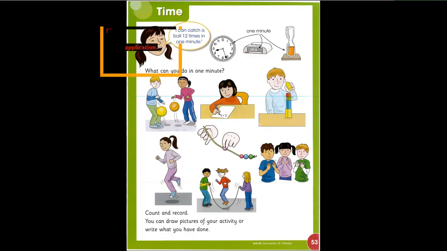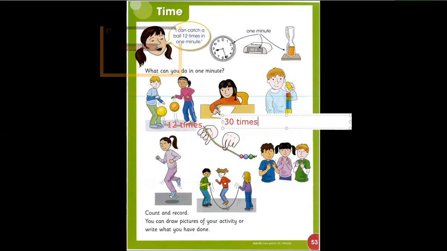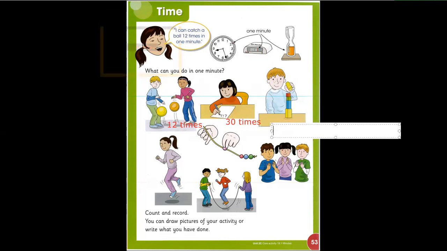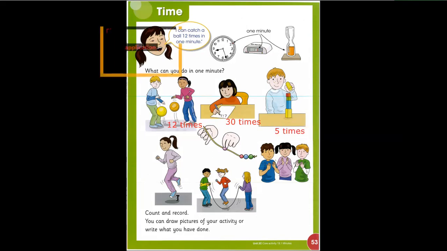So, here we will write 12 times bounce the ball. 30 times she can write her name. 5 times he can build the tower.